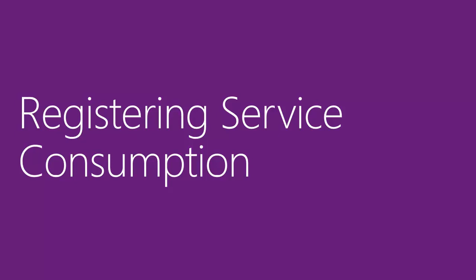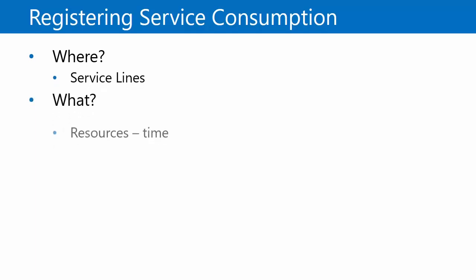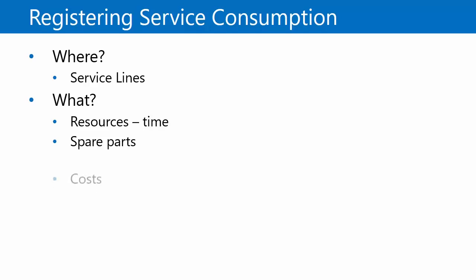Now let's start working on these service orders, and let's start with registering service consumption. Where are we going to register the service consumption? We're going to do that on service lines. What are we going to register? Well, we will register the resource time which we needed for a repair. We will register the spare parts that we consumed, and we can register costs that are made for this repair.